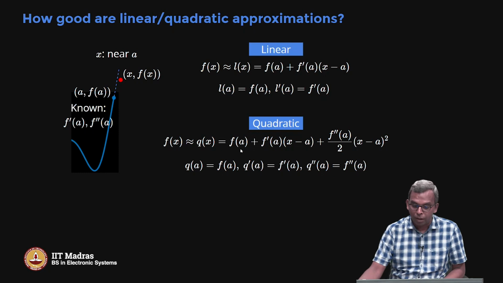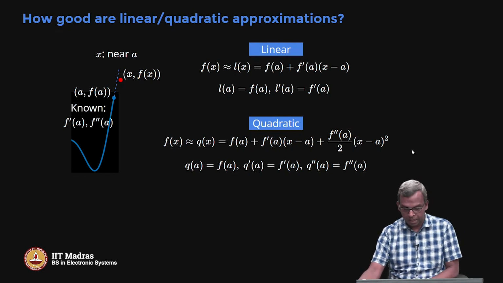You can do f of a plus f prime of a times x minus a plus f double prime of a by 2 times x minus a whole square. You remember why this 2 comes, right? I'm trying to equate, between Q and f, the value at a, the value of the derivative at a, and the value of the double derivative at a. If you do this, you will get this approximation. So these two, I believe, are better approximations than the constant approximation.